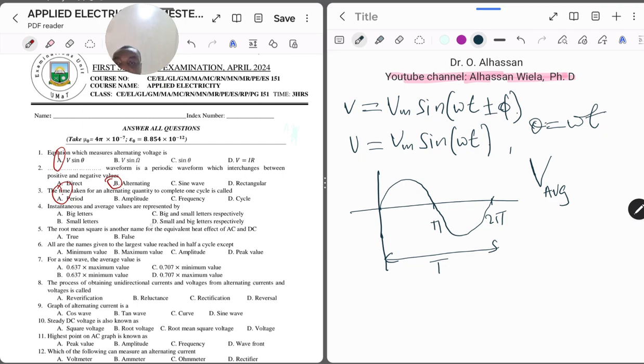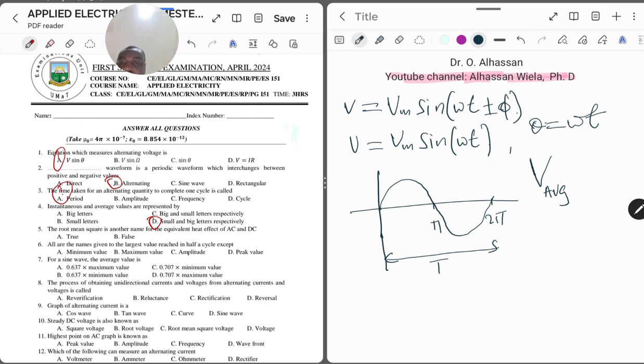So the answer here, you look at in terms of what? Respectively, right? So instantaneous is small, and then average value big letters. So respectively, we get D. Answer here to be D.